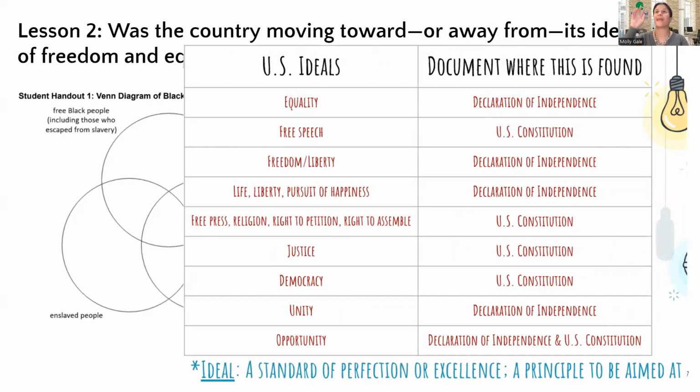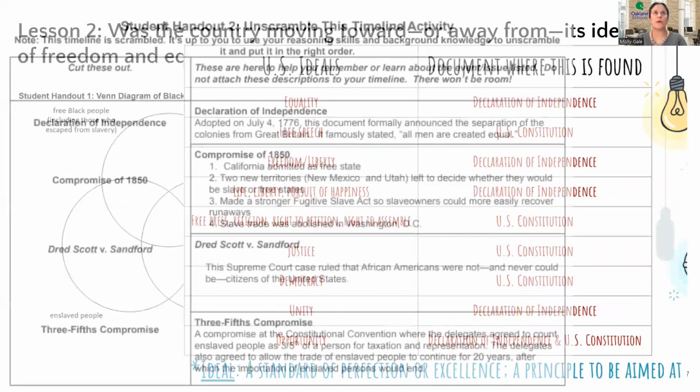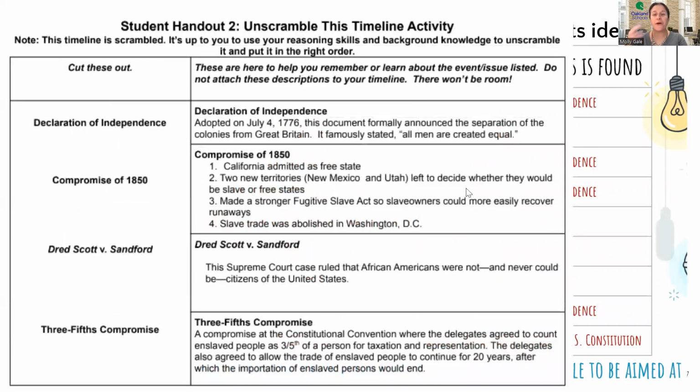What are those ideals and where were those ideals found? The next thing we're going to have students do is called the Unscramble This Timeline activity. We actually give them a short description of each of the events, so we're not asking them to go back and look that up. We're telling them this is what the event was in case you need a reminder.